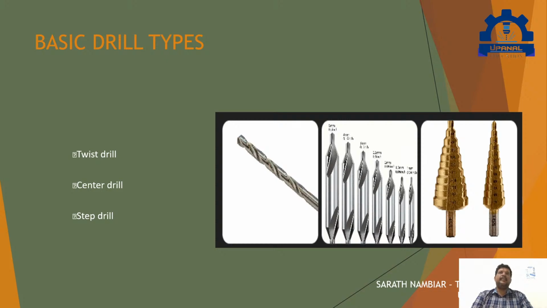Next, the center drill. I told you we make a center punch before drilling, and after center punching, we will use the center drill to mark that center. We'll just go 1 or 2 mm down, and then we will do the remaining drilling. And the step drill. The step drill is sometimes used for making a counterbore. Instead of a counterbore, we can just use a step drill, or in sheet metals, we can use this based on the application.